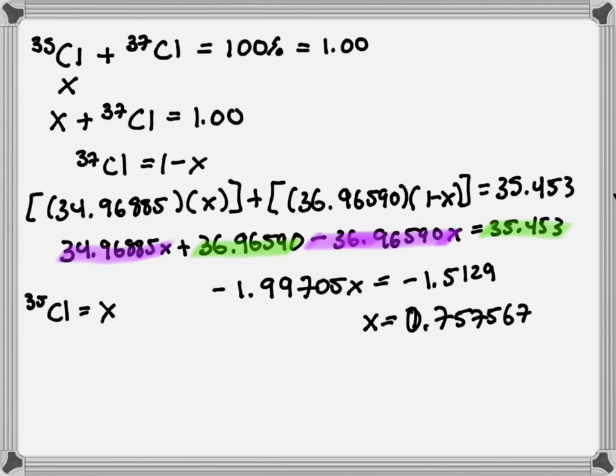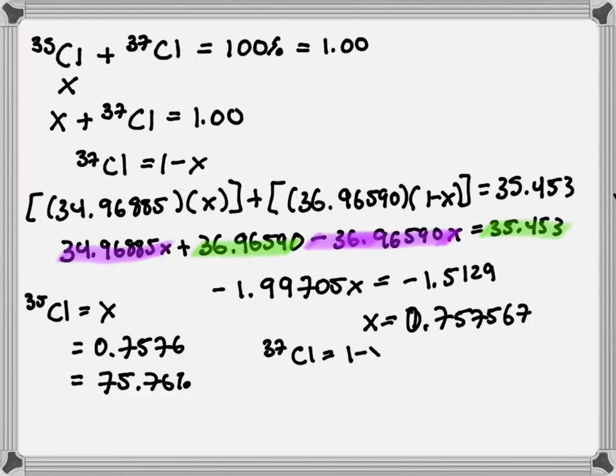Okay, so now remember, my chlorine 35 was X. So my chlorine 35 was 0.7576 or 75.76%.